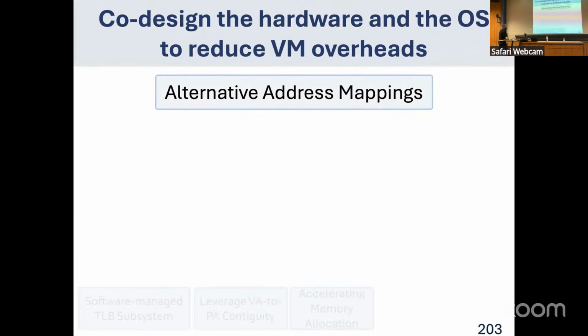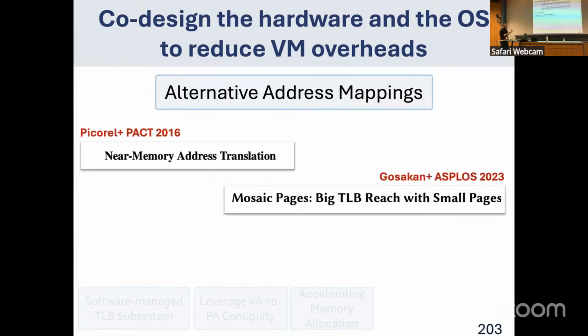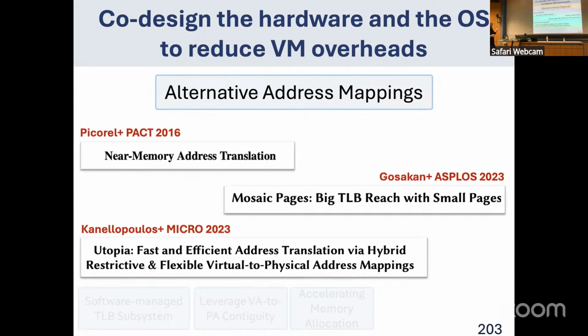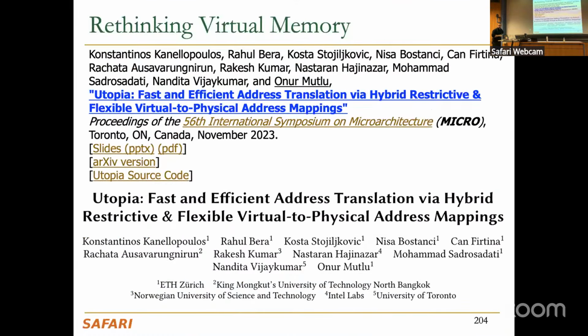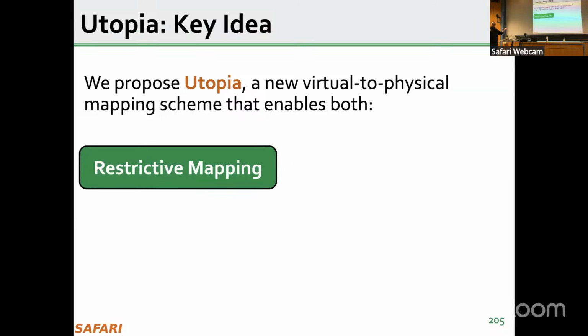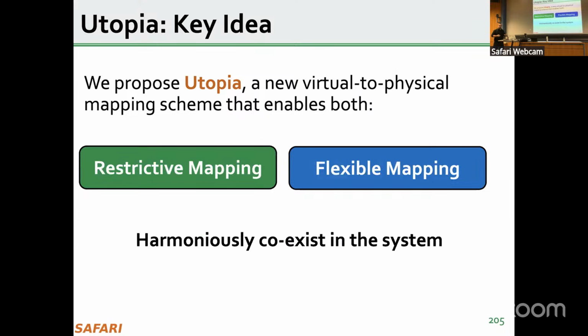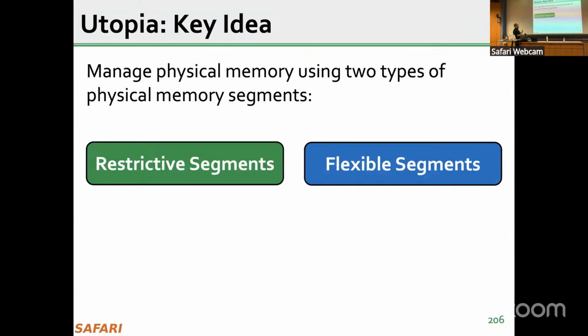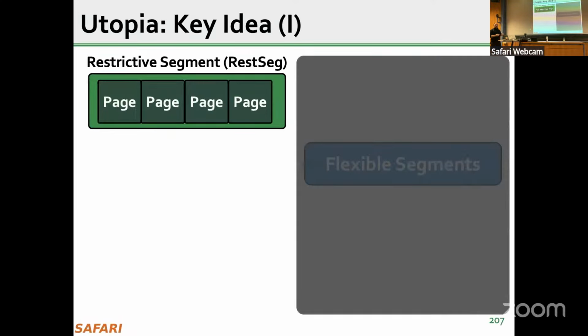Another way is using alternative address mappings, which is very close to what your colleague mentioned before about using hashing. I know at least 3 works that try to use hashing, so I'm going to discuss one of them today, with a very short overview. It's Utopia. We published it in MICRO 2023. The key idea of Utopia is to enable both restrictive mappings and flexible mappings to harmoniously coexist in the system. And right now I'm going to explain what a restrictive mapping is and what a flexible mapping is.